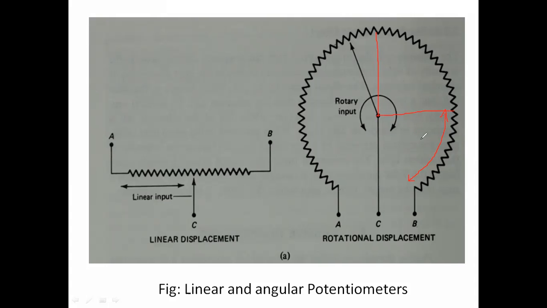Angular displacement corresponds to change in resistance. Change in resistance will be identified by applying some input voltage. Like this we can measure the angular displacement. So the linear displacement and angular displacement measurements are all based upon resistive elements, that is, variation of the resistance.